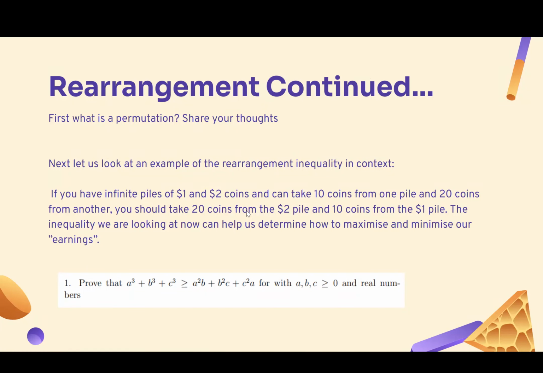Then what about the least money? And you have to take the coins. So you have to take 20 coins from one pile, and you have to take 10 coins from another pile. What would you do to make the least amount of money? Yeah, you do the opposite, right? So you'd take 20 coins, which is the bigger number, from the $1 pile, and then 10 from the $2 pile. And that's going to give you your minimum amount of money, right? Okay, so that's basically the rearrangement inequality in some context.